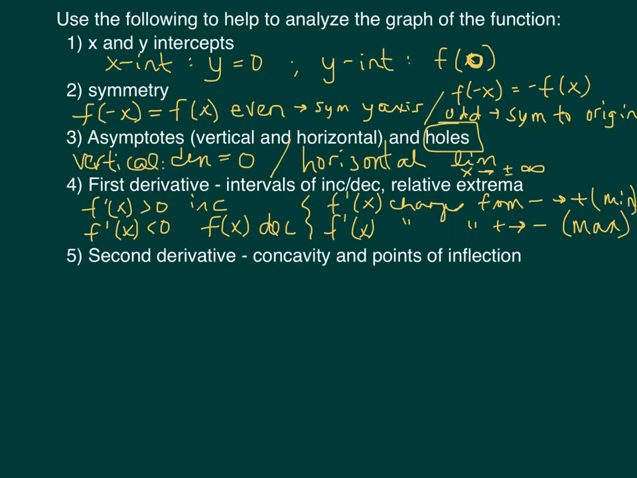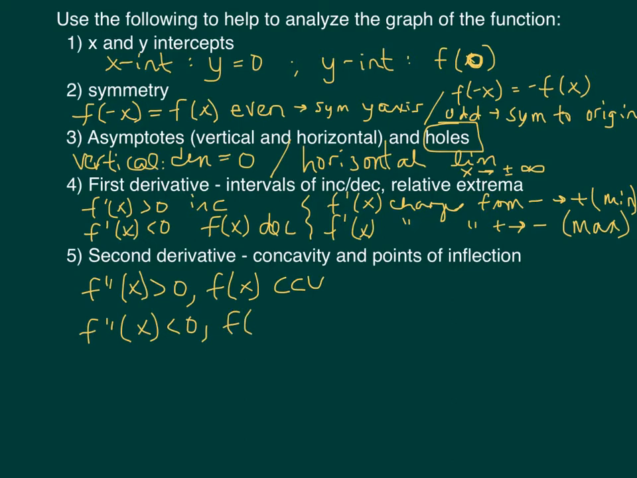All right, the last thing that we have to check for is our second derivative. Our second derivative communicates to us about concavity and points of inflection. Once again, if our second derivative is positive, then the original function is concave up. If our second derivative is negative, then our original function is concave down. And if the second derivative changes sign, then we know we have a point of inflection.